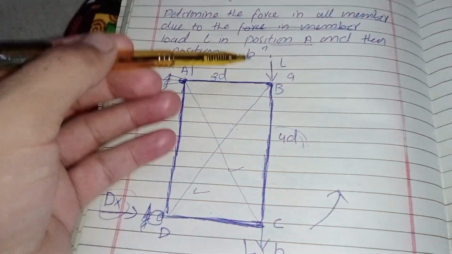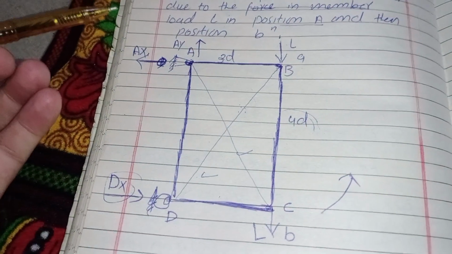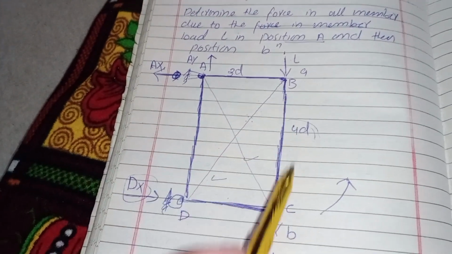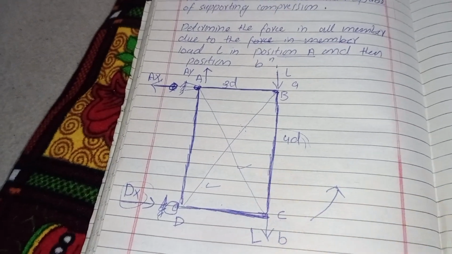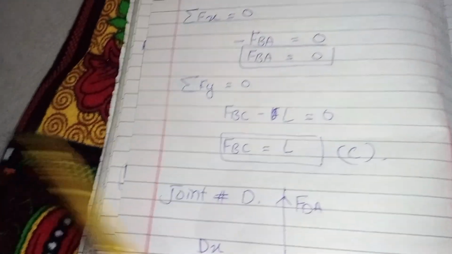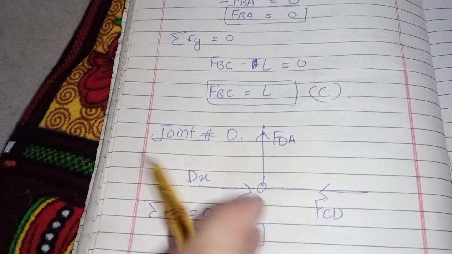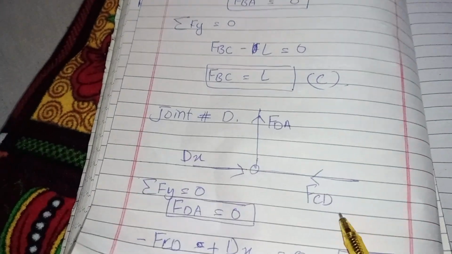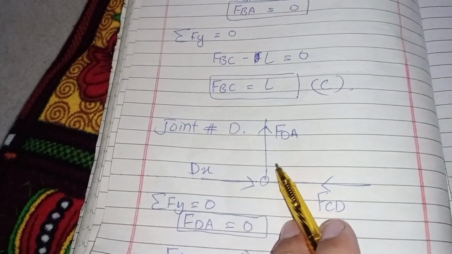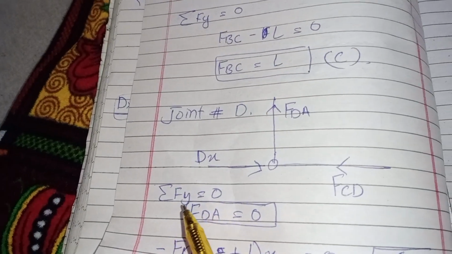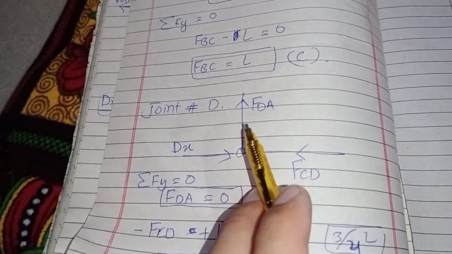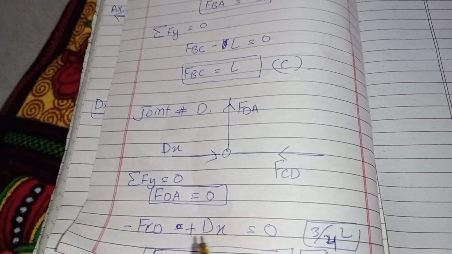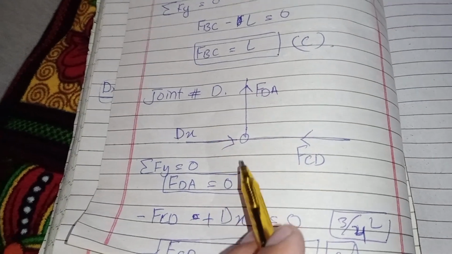If the L is 1000 kilonewton, then the force in BC will be 1000 kilonewton. Okay, so another joint I want to analyze is joint D. There are three forces acting on joint D. Now I take summation of all vertical forces equal to 0, which is only one force. So FDA will equal 0, and the summation of all horizontal forces equal to 0.